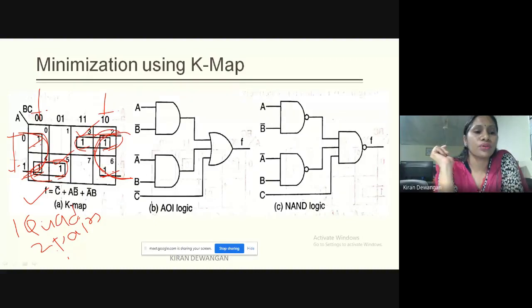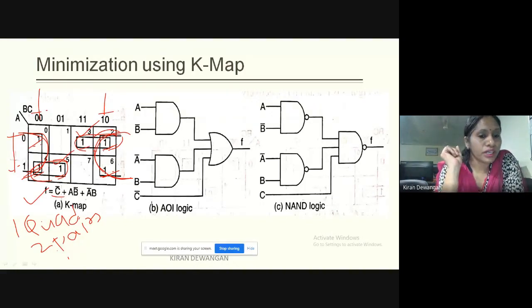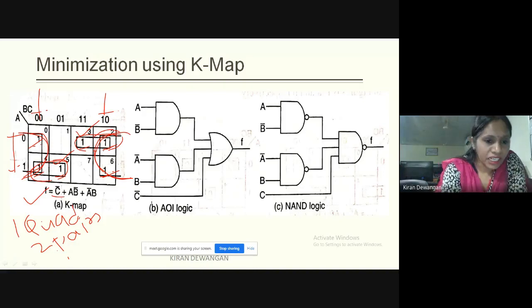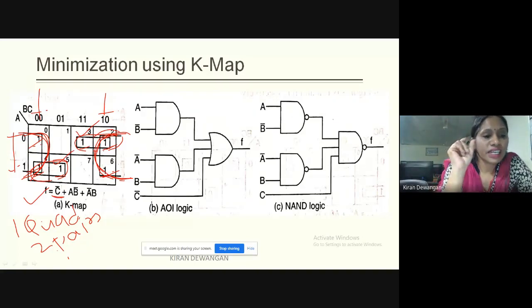So what is common here? It's just C bar. So we are getting a C bar term out of this quad. If we are obtaining the expression for this quad, we'll be getting C bar. Clear? So this is how we are getting the expression out of a quad.